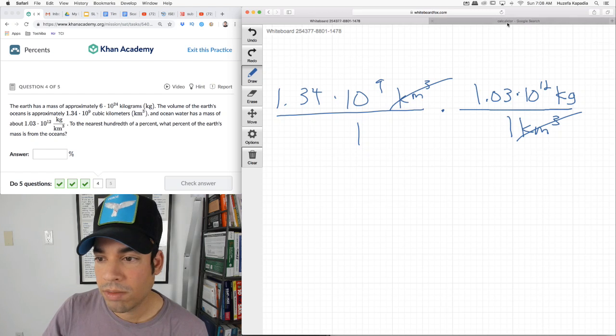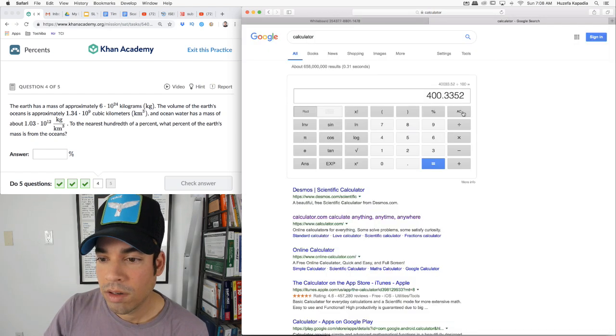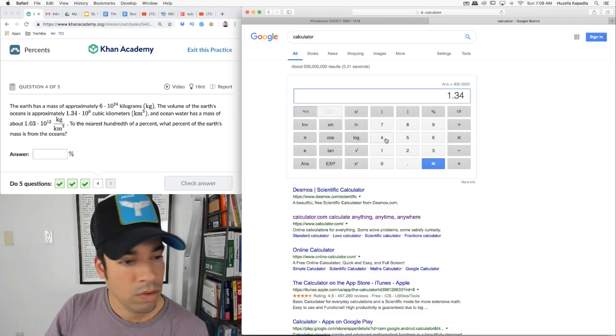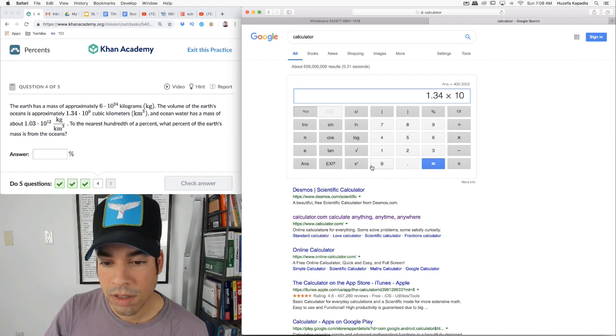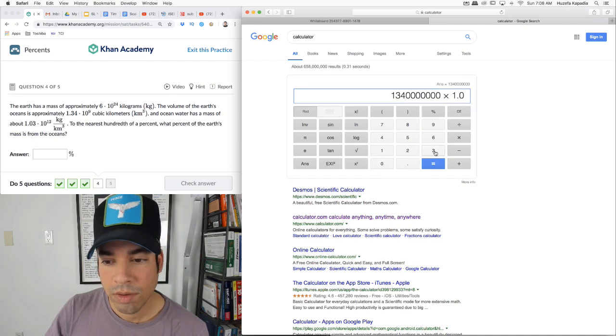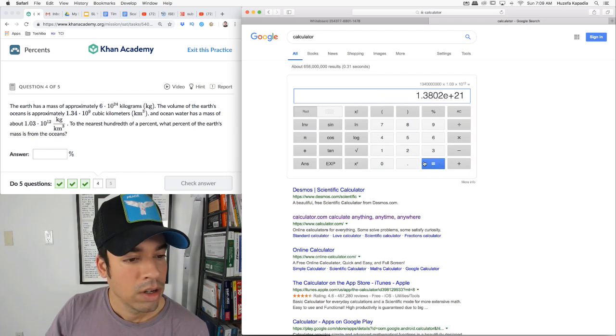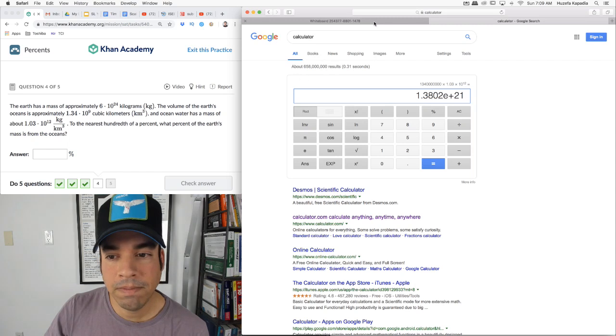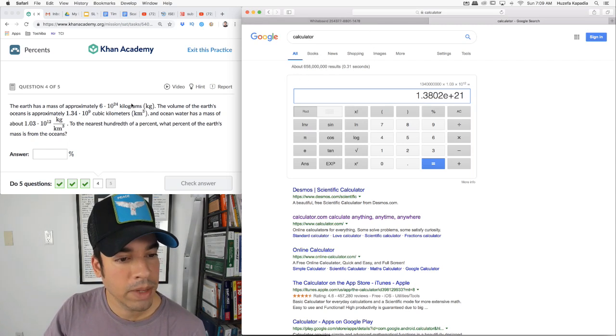So 1.34 times 10 to the 9th times 0.03 to the 12th equals this. And then we divide that. We take this number and we divide it by the total mass of the Earth.